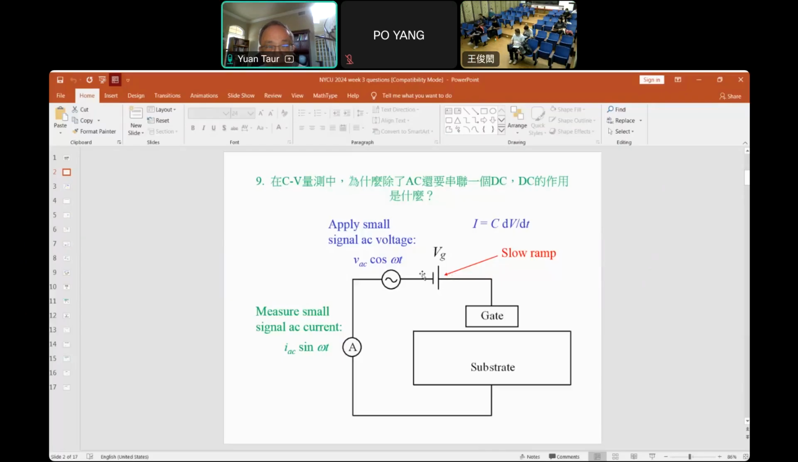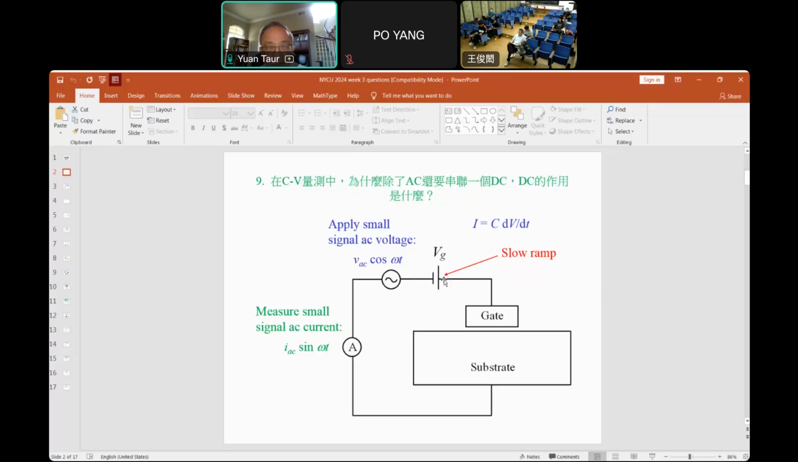Why do we need a DC? It's showing a DC in series with the AC voltage and the current detection. And this DC actually is a slow ramp usually because you want to sweep the gate bias from accumulation to depletion to inversion. And so this is actually not DC.